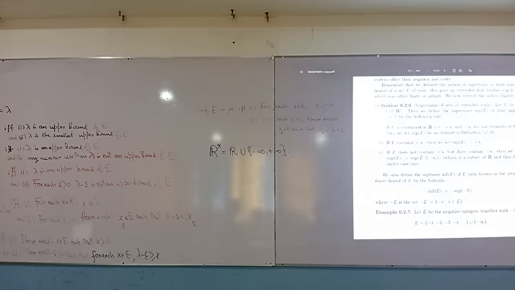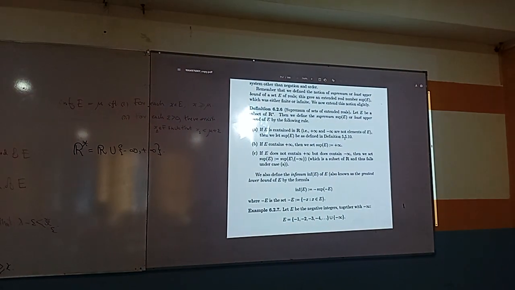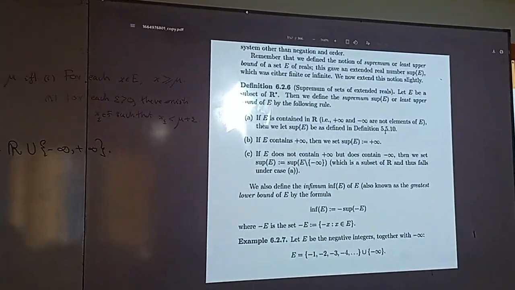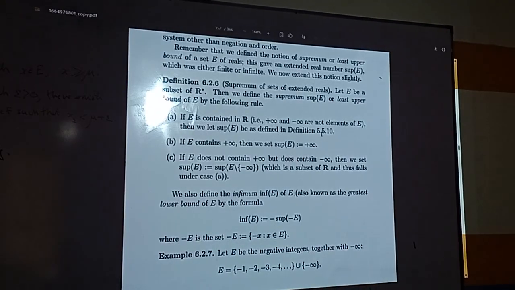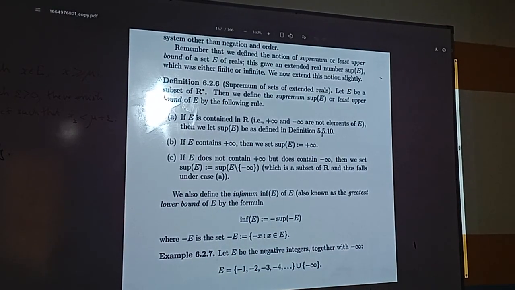That kind of thing. Okay, so let's go through then. R star is R union minus infinity, plus infinity. So you have in your mind that you know that infinity is not a real number. That's why we put it R star, and we haven't defined anything about minus infinity or plus infinity.